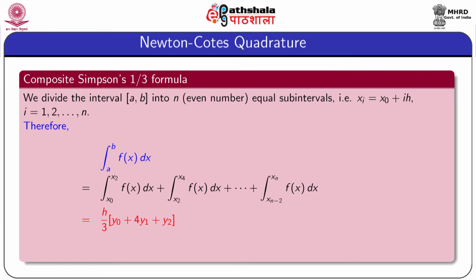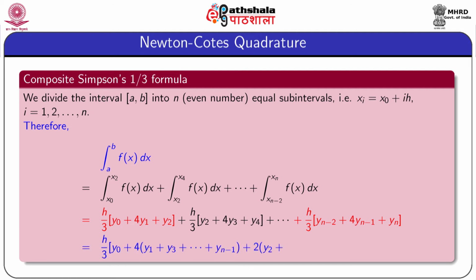The value obtained for the first integral is h by 3 (y0 plus 4 y1 plus y2), obtained by the Simpson one-third formula, and the value for the second integral is this one, and the value for the last integral is this one. After simplification, the formula becomes h by 3 into (y0 plus 4 into (y1 plus y3 plus dot dot dot plus yn minus 1). That means 4 into the sum of the y's with odd suffixes plus 2 into the sum of the y's with even suffixes plus yn. So, this is the composite Simpson one-third formula.